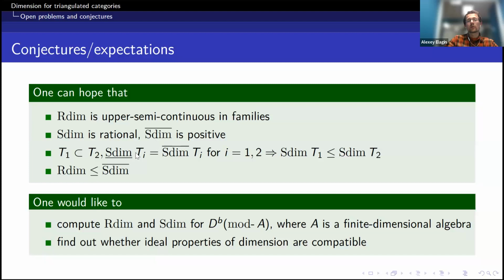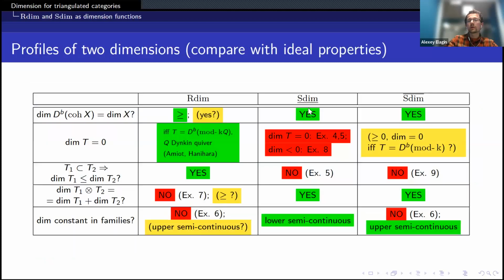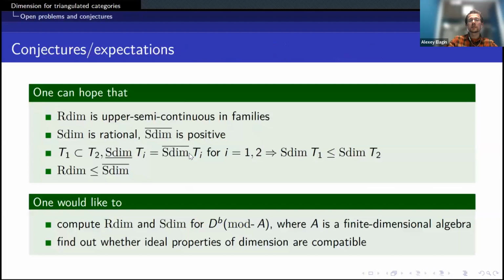There is a weaker version of monotonicity for Serre dimension. As we see, Serre dimension lower and upper are not monotonous, but now let us assume that they are equal, as we have for derived categories of coherent sheaves or for fractionally Calabi-Yau categories. Assume they are equal. Is it true under this additional assumption that Serre dimension is monotonous? That's a question.